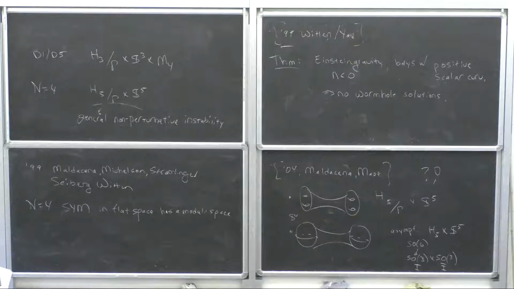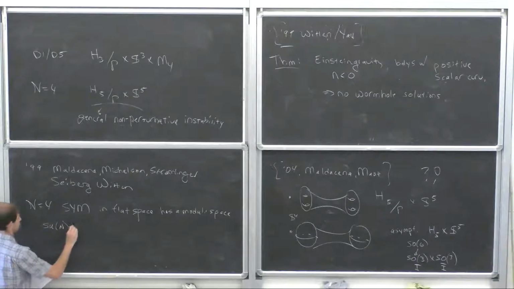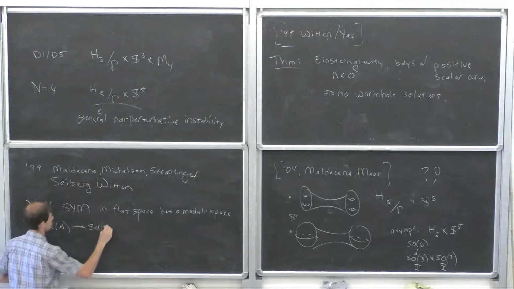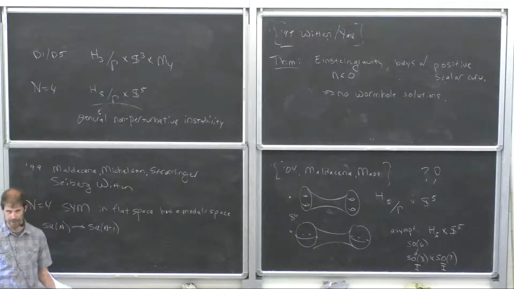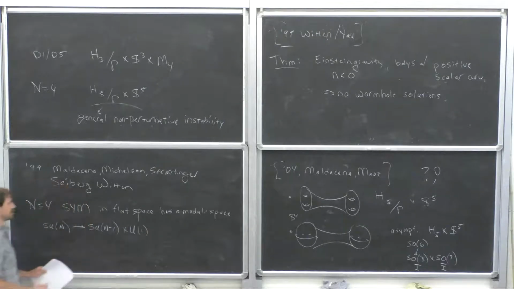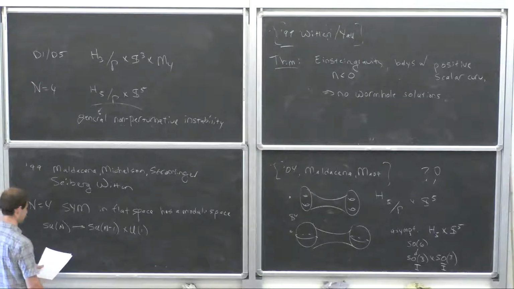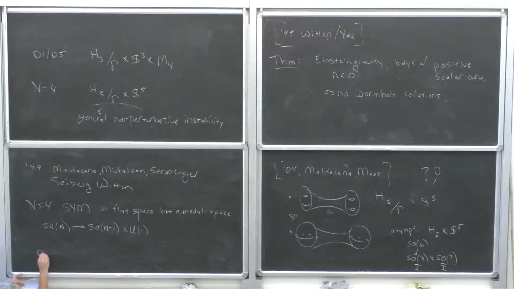A simple part of the moduli space is one where the SU(N) gauge group is broken. Gauge symmetries are not broken, it's Higgsed, to SU(N-1) times U(1). And what this corresponds to in a brane construction is the following. When you talk about N equals 4, you have a stack of N D3 branes in 10-dimensional string theory.